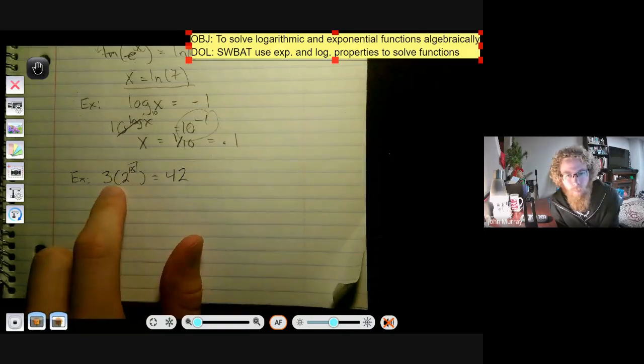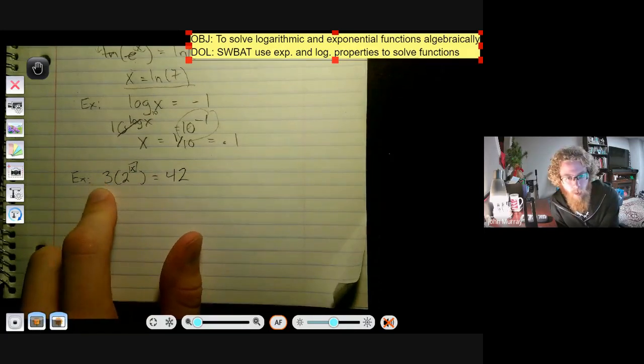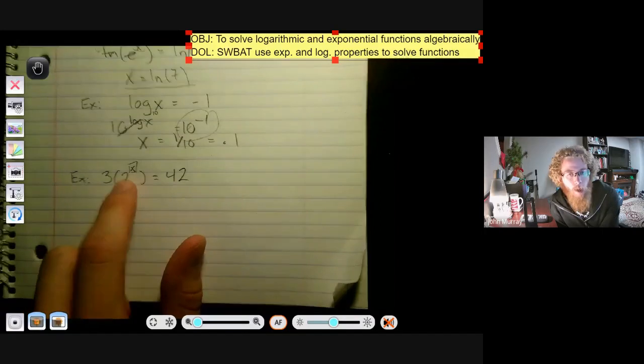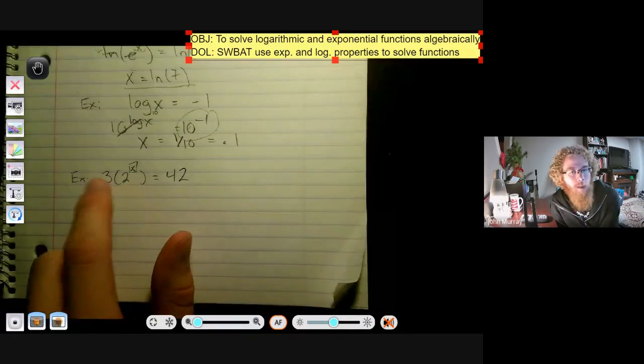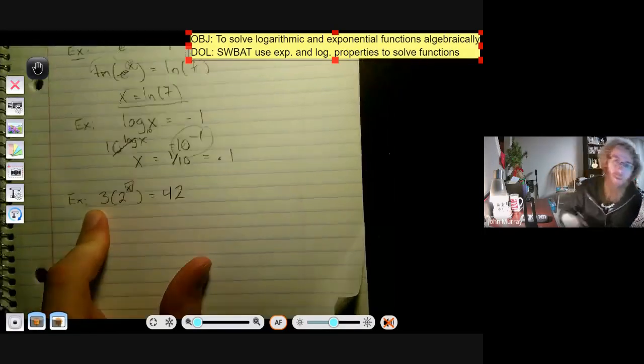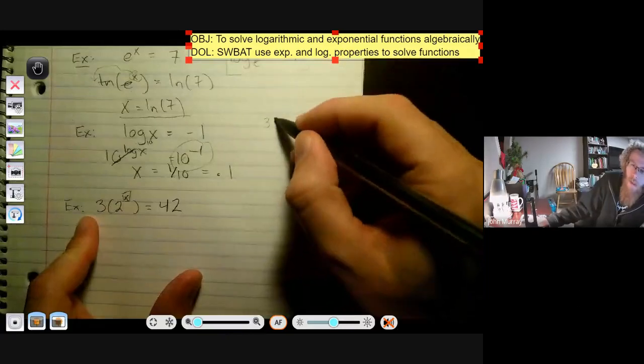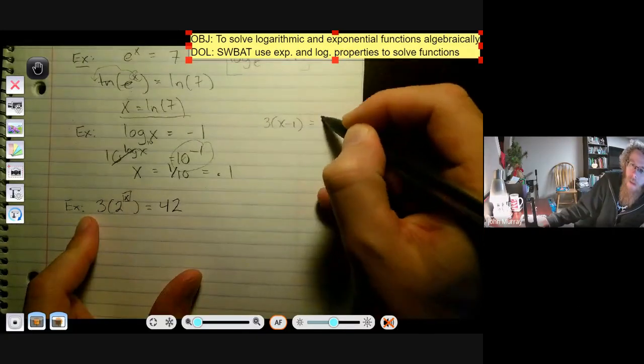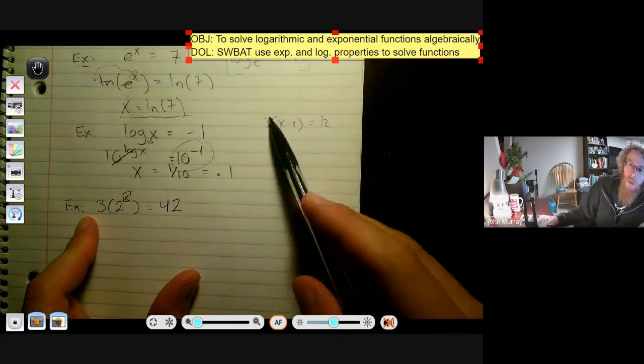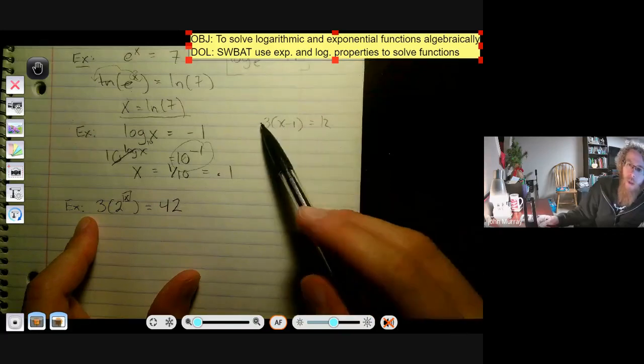But here we have this extra part, right? This 3 on the outside. So I can't do the logarithm right away because this 3 is stopping me, right? Like if I had something like 3 times x minus 1 equals 12.